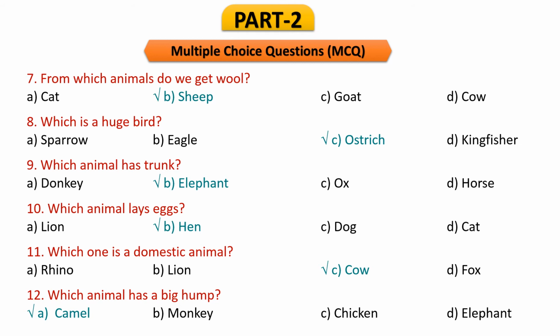In question number 12, which animal has a big hump? Well, there are four options. Option A, camel. Option B, monkey. Option C, chicken. And option D, elephant. We have seen that a camel is a different kind of animal whose hump is in a bigger shape. That's why the answer will be camel, option A.